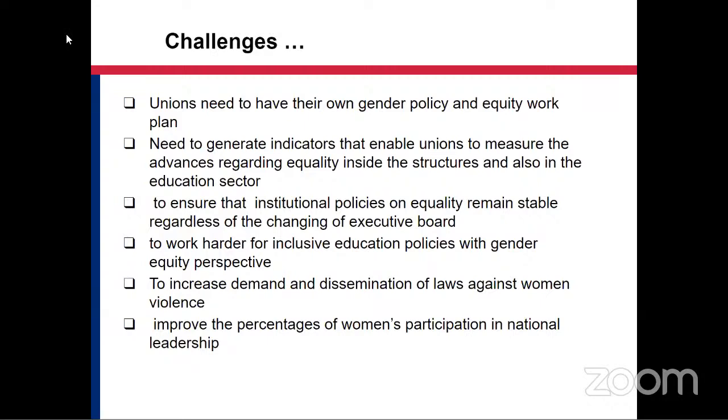The next one is to work harder for inclusive education policies with a gender equity perspective, and to improve the percentage of women's participation in national leadership. Nowadays most people are aware of the gender sensitive approach, but there are still some areas, cultures and religions where gender discrimination is still alive.